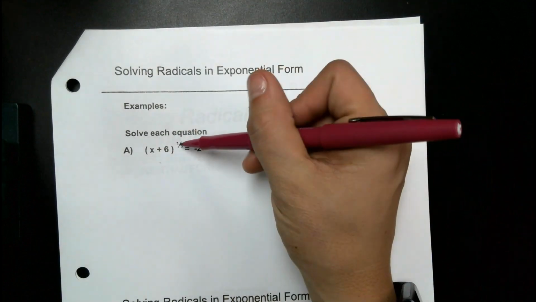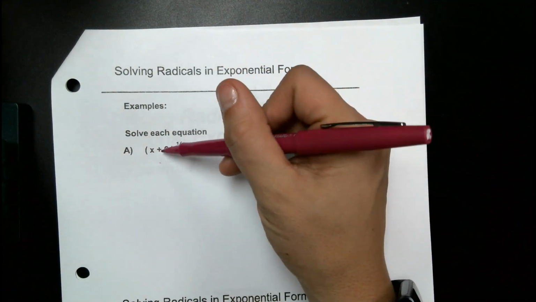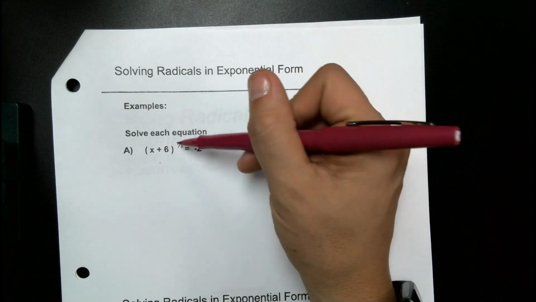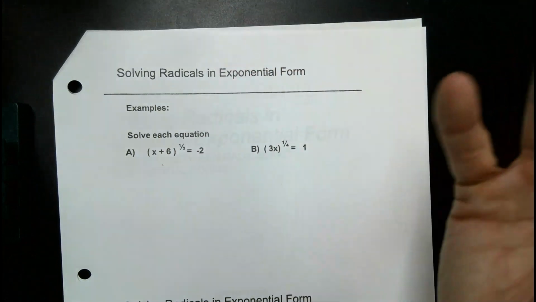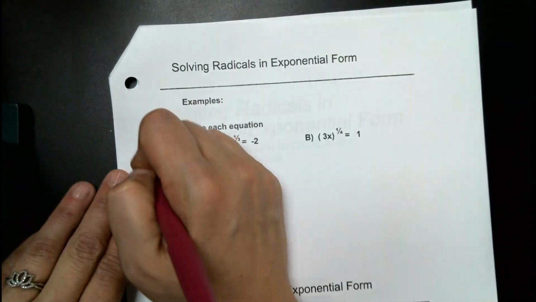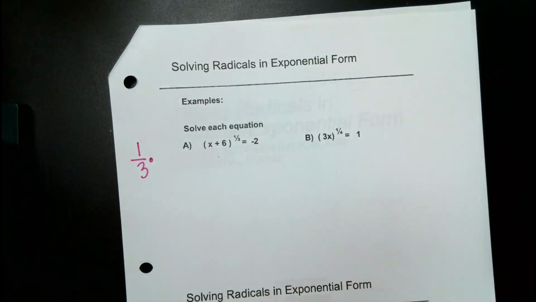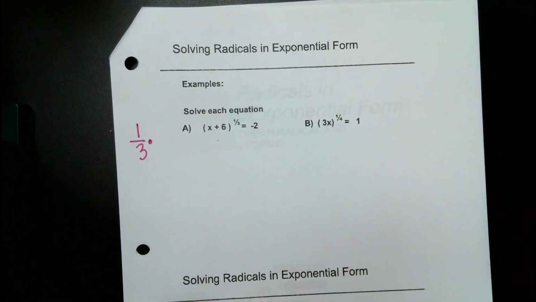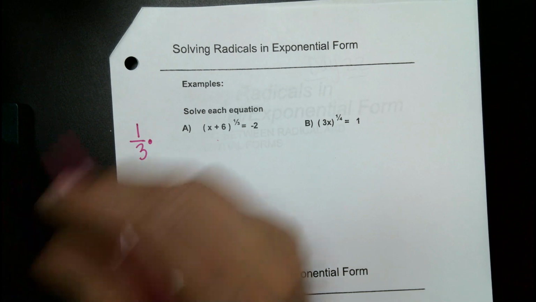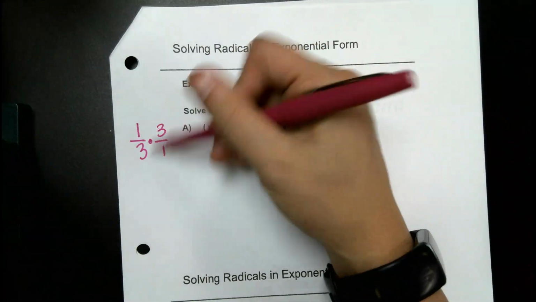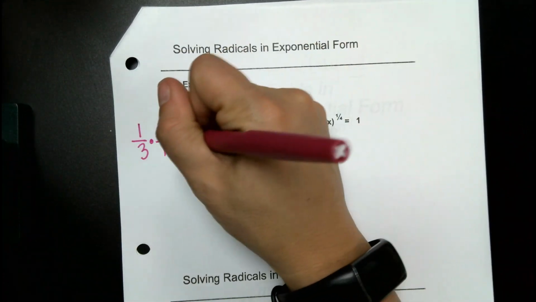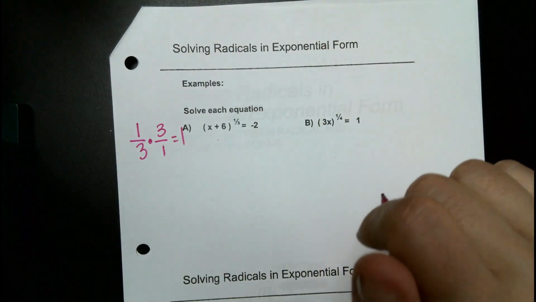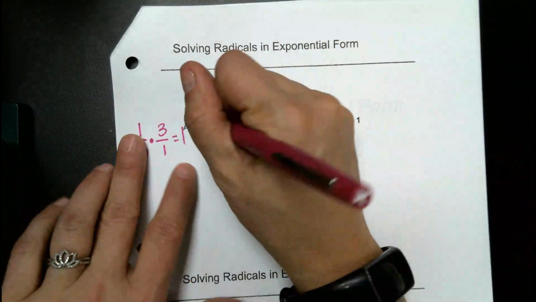If you have something raised to a power, I cannot get rid of this 6 and move it to this side until this power is gone. That's the only way. What could I multiply 1/3 by to get it to cancel? No, you're close. You're going to use a 1 and a 3, but it's not 1/3. Three over 1. When you have a fraction, if you multiply by its reciprocal, it cancels. It becomes a 1.